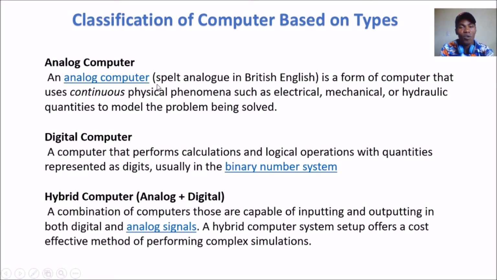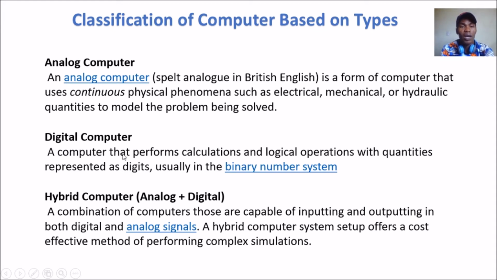An analog computer, which is spelled analogue in British English, is a form of computer that uses continuous physical phenomena such as electrical, mechanical, or hydraulic quantities to model the problem being solved. In other words, analog computers are computers that still require interpretation after the data has been processed. Examples of analog computers can be your wristwatch, your scale, your thermometer, and so on and so forth. Now let's go on to check digital computer.